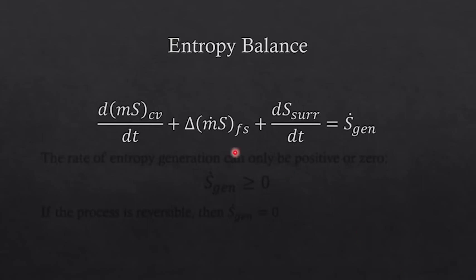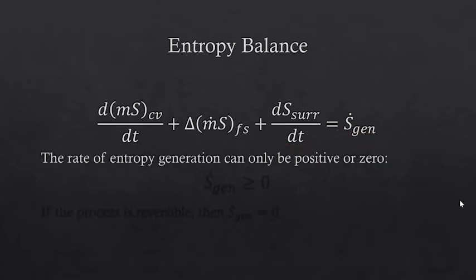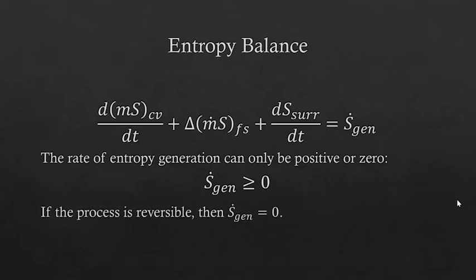Here is our general entropy balance equation. This signifies the rate of change of entropy inside the control volume plus the net addition or subtraction of entropy from flow streams coming in or out of the system, plus the rate of change of the entropy of the surroundings resulting from heat transfer, and those are equal to the entropy generation term. As a consequence of the second law of thermodynamics, the entropy generation term can only be positive or zero. It is zero if and only if the process is reversible.